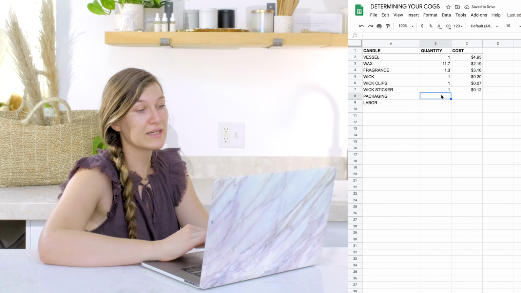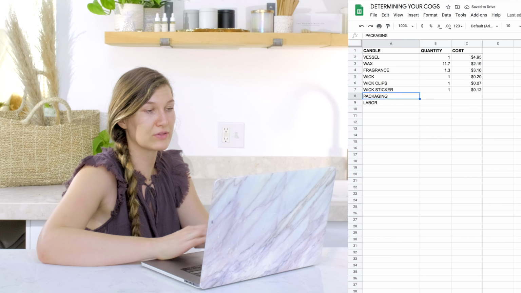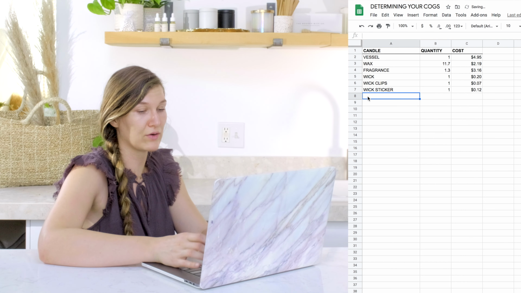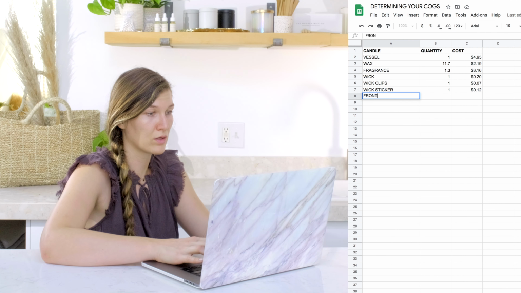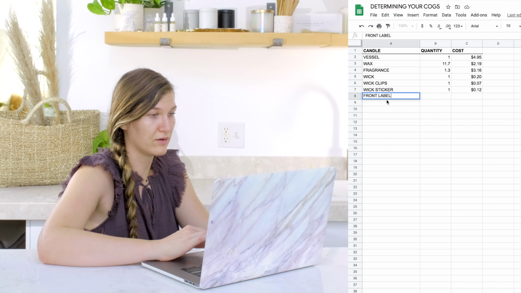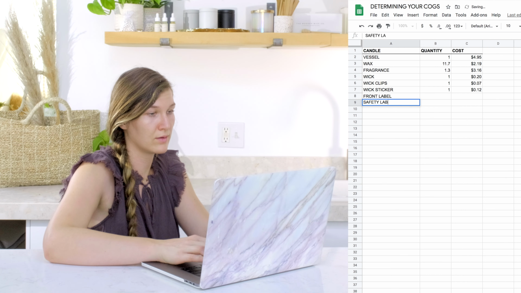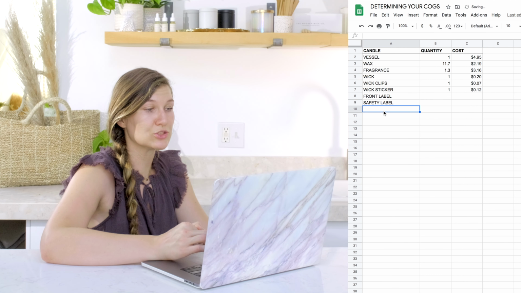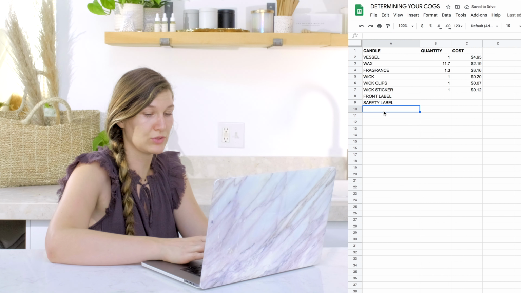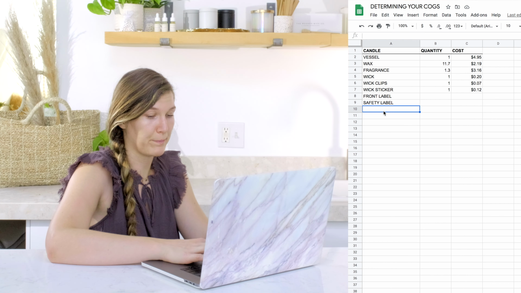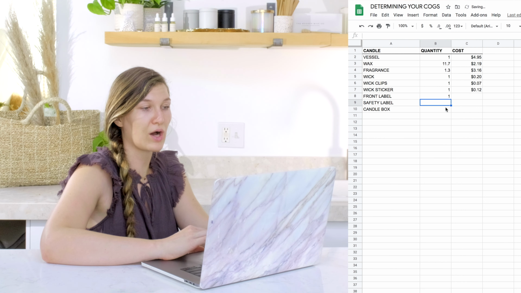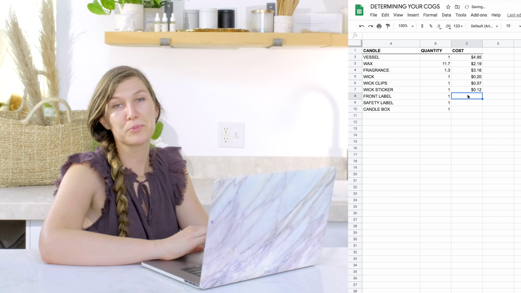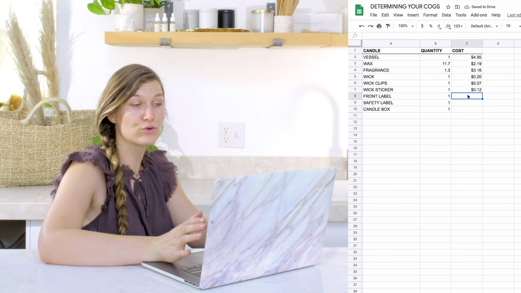Packaging. This can include multiple different things. So actually, for the sake of this example, let's split it out into different products. So let's say you have a front label and you have your safety label. And then let's assume you also are going to use a box for your candle. So we'll just say candle box. So your front label, I'm just gonna put in costs that are made up right now, but obviously you would put in your final costs.